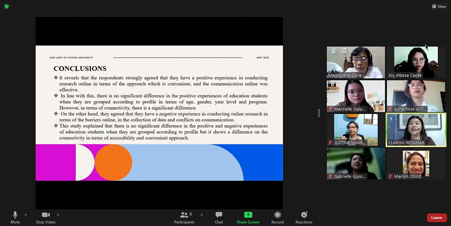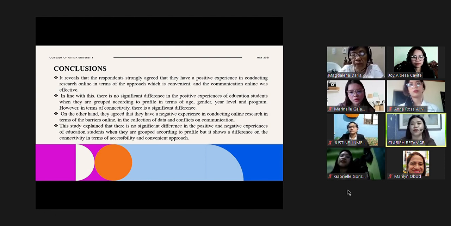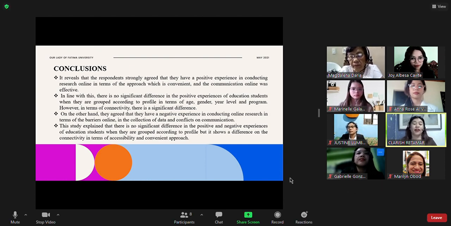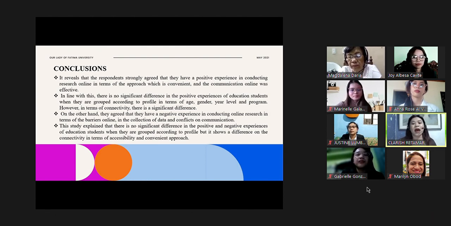So, on effective communication, they can attend meetings, communicate with teachers and respondents, keep themselves updated on the progress of the research, and reply immediately to the inquiries of the respondents or the teachers as well. Also, there are no significant differences when it comes to their profile, but there's an effect when it comes to connectivity. If we go to table 12, there is the highest weighted mean there, and that is 2.92.